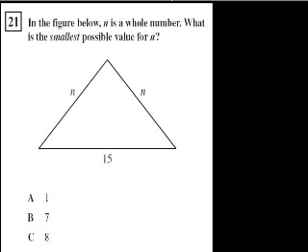We're on problem 21. In the figure below, n is a whole number. What is the smallest possible value for n? Both of these sides are n. This is something that's really good to get intuition for, because it shows up on all sorts of standardized tests. Let's think about how small we can make n.